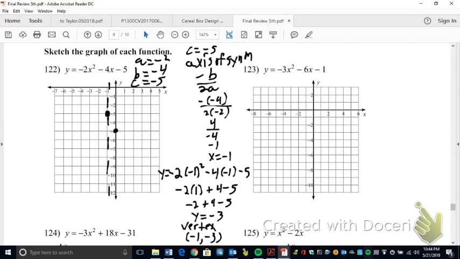Right there. So we need one more point. Now what we're going to do is find basically the mirror image of our y-intercept. Here, our y-intercept was 0, negative 5. That point is 1 unit away from the axis of symmetry, which means its mirror is going to be 1 unit away on the other side. Then I connect the dots. And there we go.